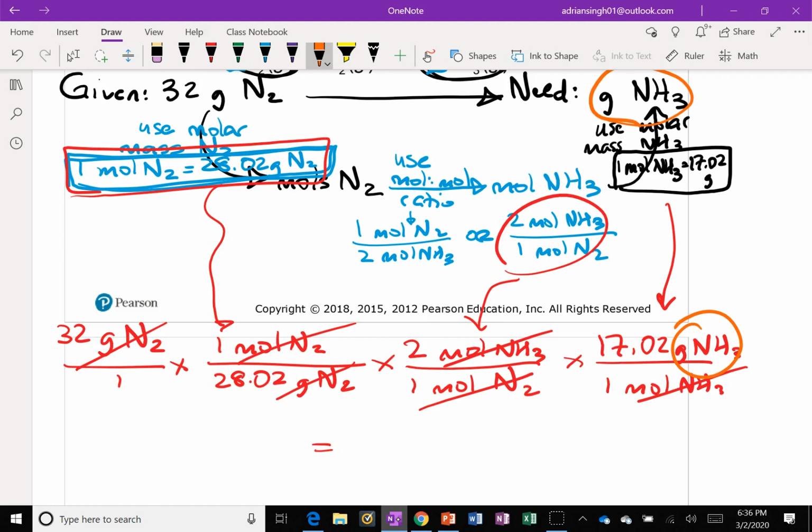Right, I only have 1 unit left, which is the unit that I wanted to be left with from the very beginning. All I have to do is now to use my calculator, right? So what do we get? I forgot my calculator.